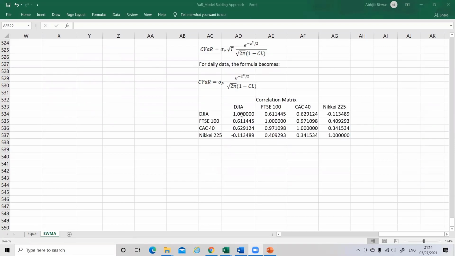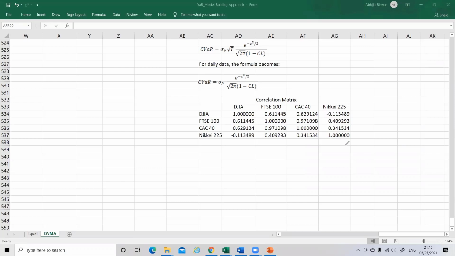We can. See, this is the diagonal. Here it will be 1, right? Correlation between Dow Jones and Dow Jones has to be 1. Correlation between FTSE and FTSE has to be 1. Correlation between CSE and CSE has to be 1. Correlation between Nikkei and Nikkei has to be 1, right? So without calculating, you can fill this part.